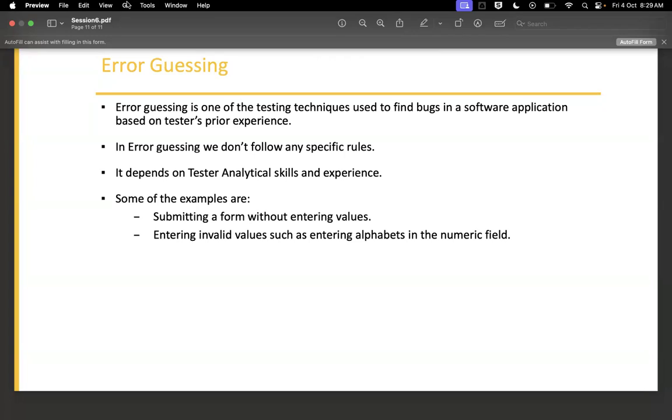So those types of scenarios come under error guessing, guys. In error guessing, we don't follow any specific rule. It depends upon the tester's analytic skills as well as experience. Some examples: when we submit a form without entering a value, or when we enter invalid values such as alphabets or numeric values in the field. All this comes under the error guessing flow, guys.